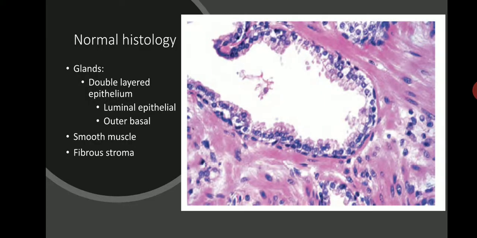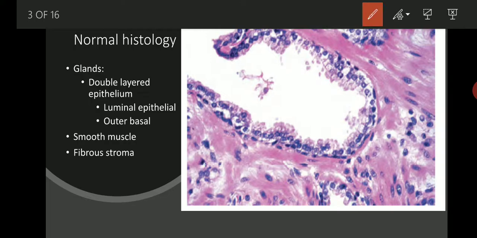This picture shows you the normal histology of prostate gland. You might be knowing that prostate is also called a fibromusculoglandular organ. So there are three components. The prostate contains glands, the muscle tissue which supports the gland, and the fibrous tissue, hence the name fibromusculoglandular.